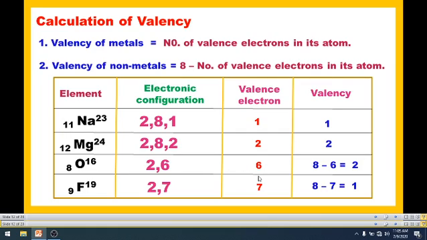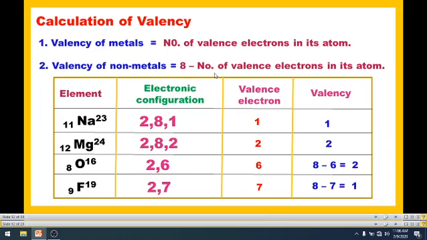And oxygen, 2,6. So valence electrons 6, we subtract from 8. 8 minus 6 equals 2. Valency of oxygen is 2. Fluorine, 2,7. So valence electrons 7, we subtract it from 8. 8 minus 7 is equal to 1.